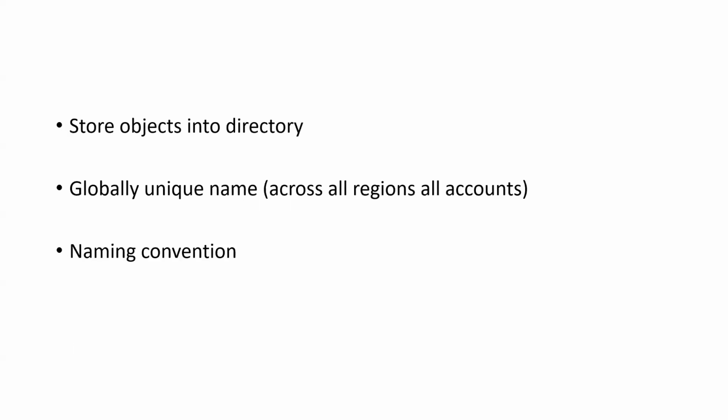Okay, moving to the next topic. Yes, I told you how it works. It stores objects in directories. The name should be globally unique, meaning the S3 bucket's name cannot be repeated across all AWS accounts. Okay, and we need to follow a particular naming convention. We cannot start with numerics. The name should be with alphabets, and we should not put different words separated by spaces; rather, we can put an underscore. Okay. This is for the S3 bucket.